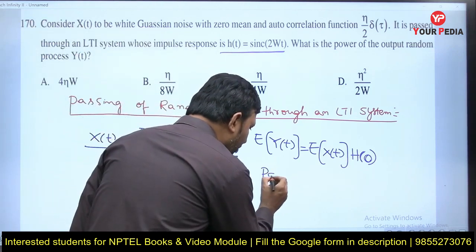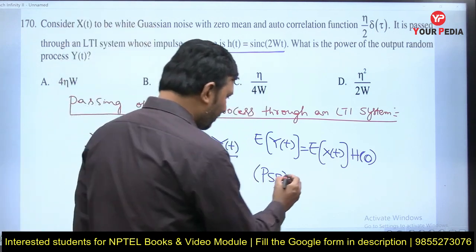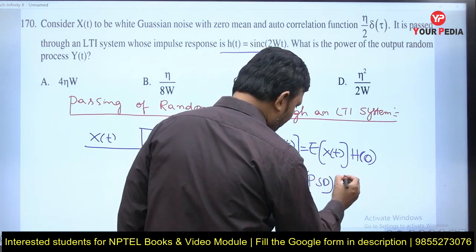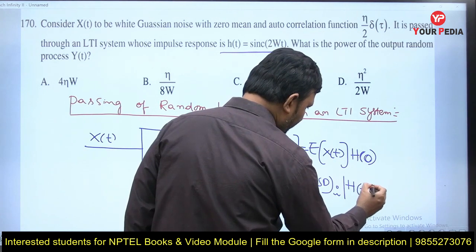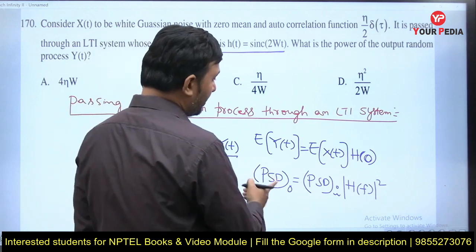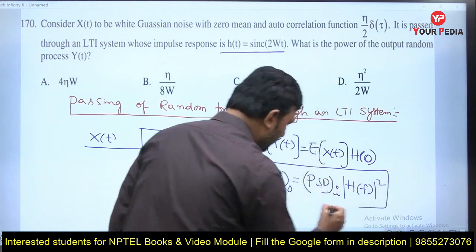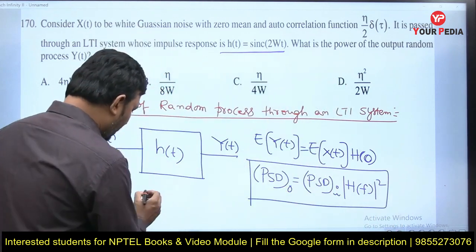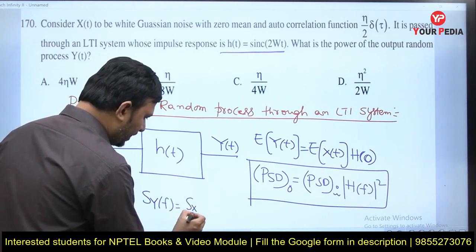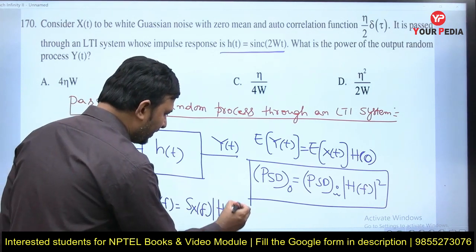The next thing useful for our problem is how to calculate the output power spectral density. Remember, output power spectral density is input power spectral density multiplied with magnitude of H of f whole square. Using this expression only we are going to solve our problem. I'll put this in a box. Here H of f is the frequency response.